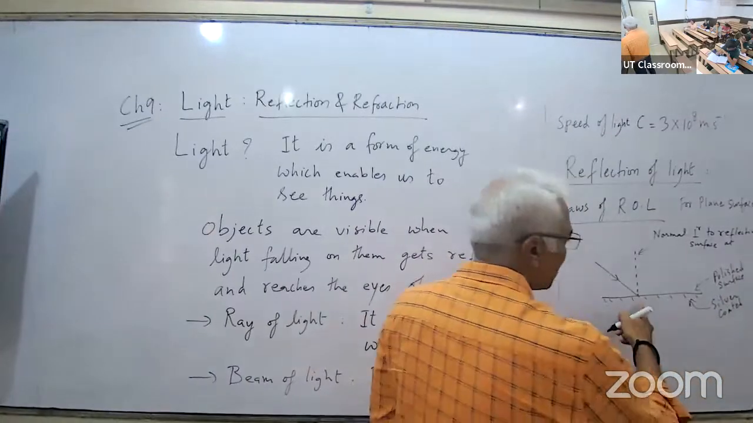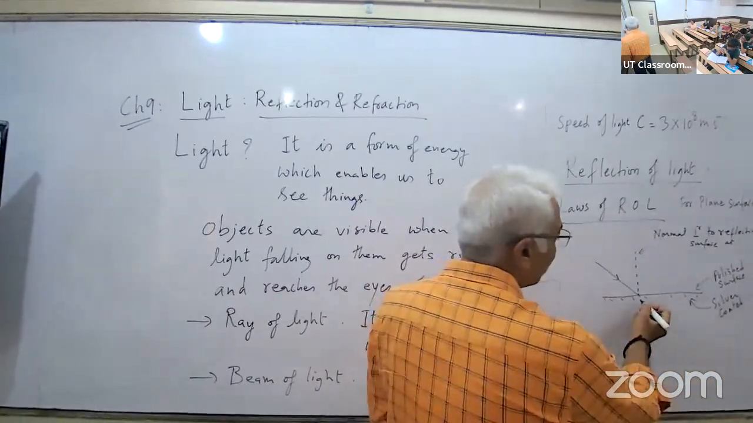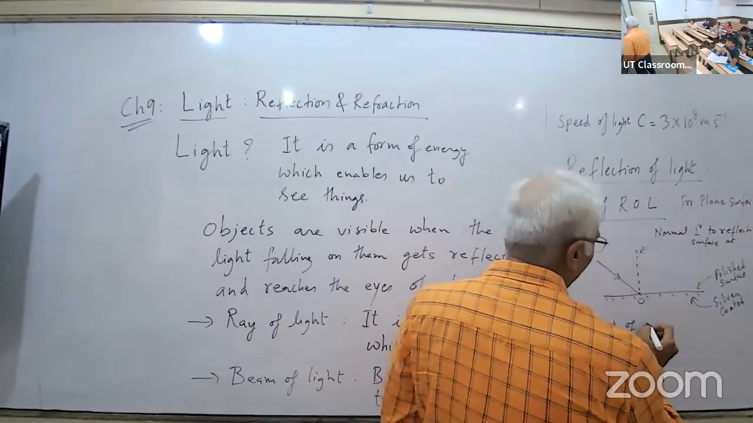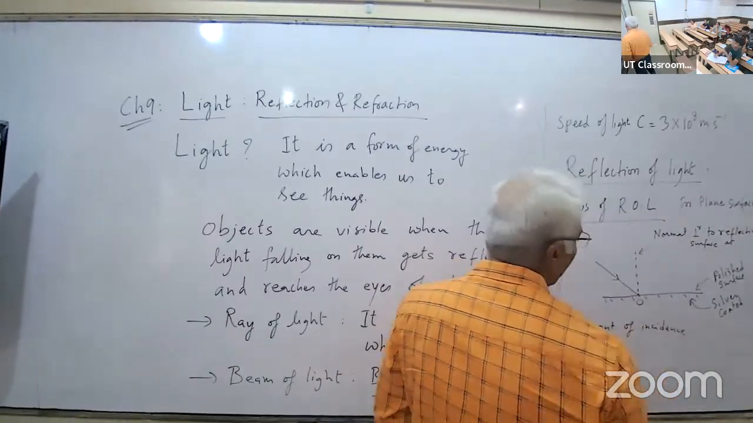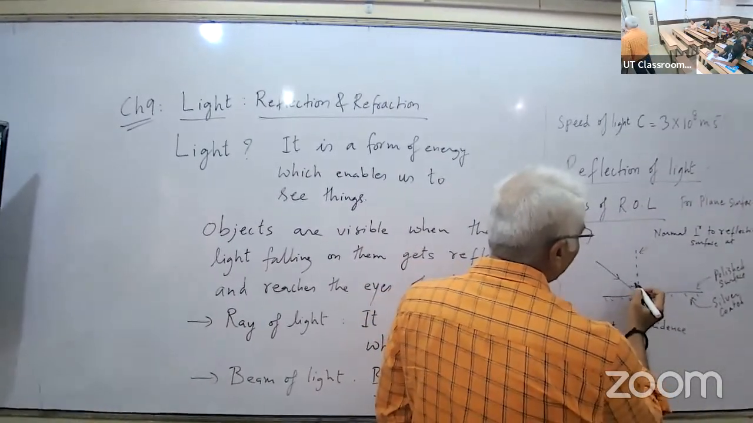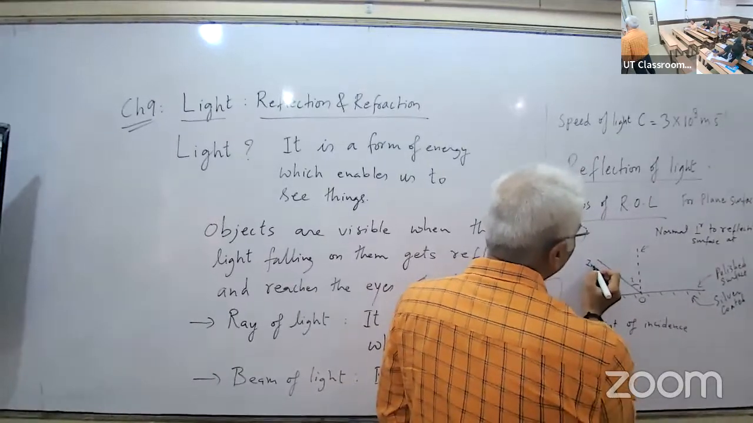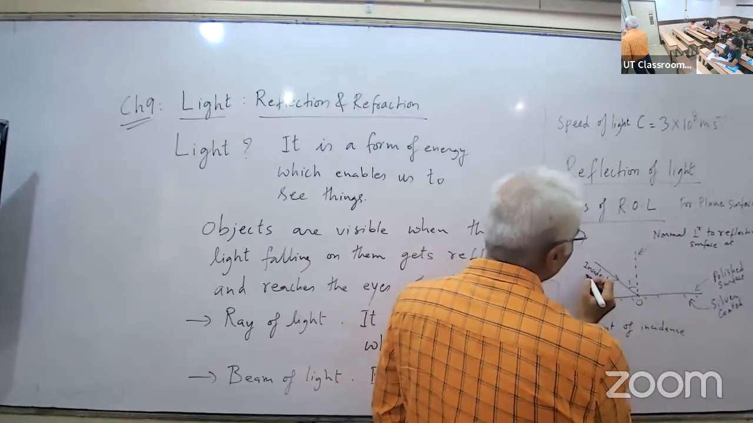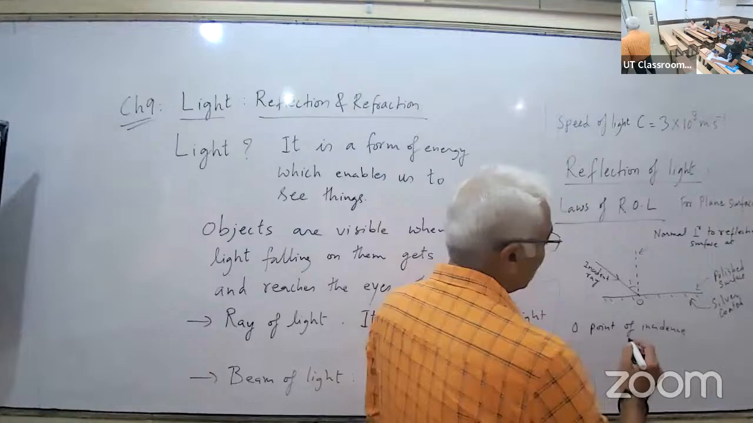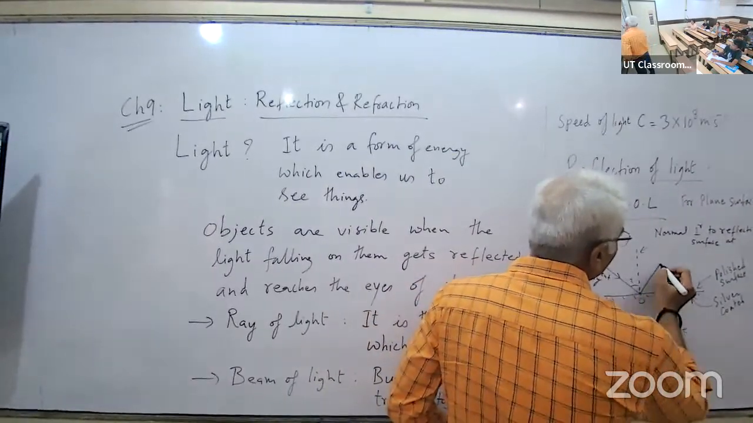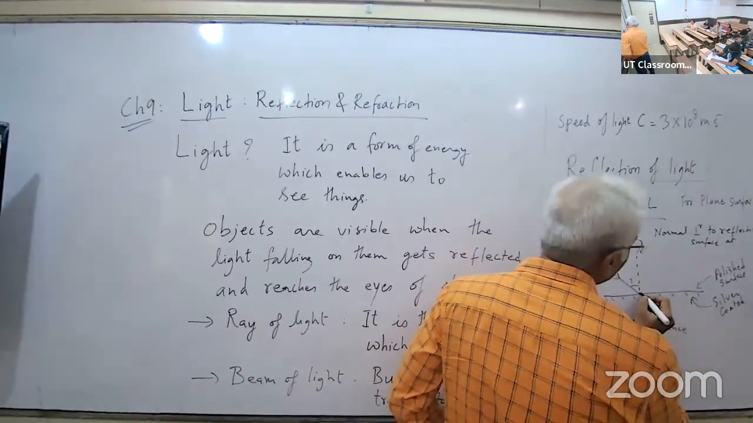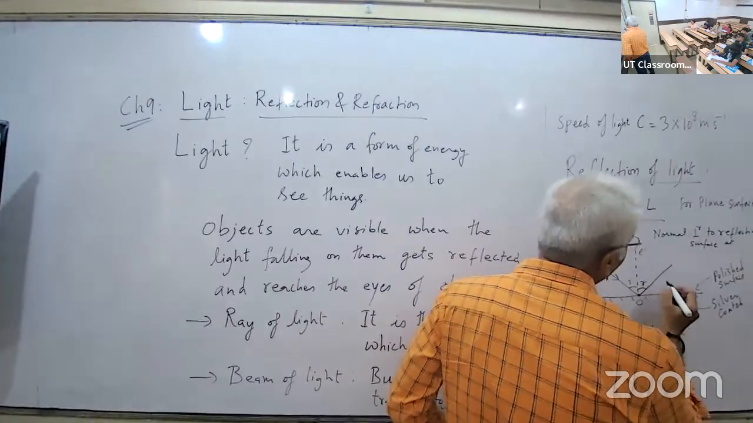Where is the normal? At the point of incidence. What is O? Point of incidence. So what is the angle of incidence then? Angle between the incident ray and normal. So this is the incident ray. So what will be the angle of reflection? The reflected ray will be reflected by the same angle as the angle of incidence. So this angle will be R.